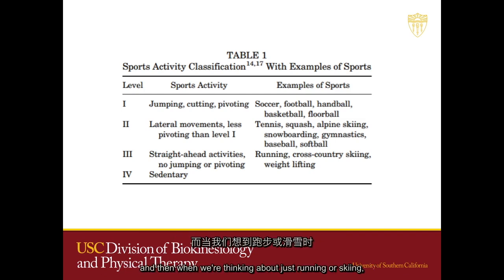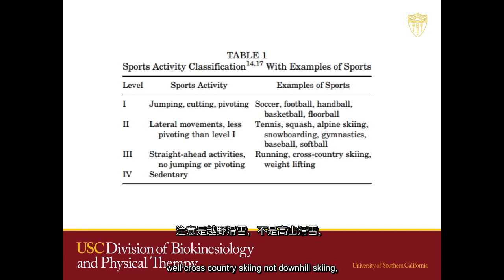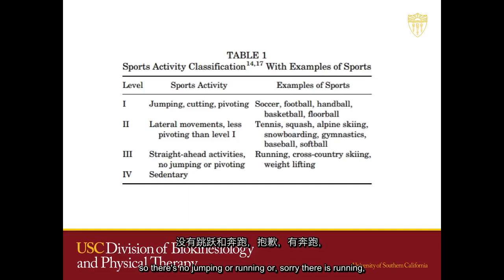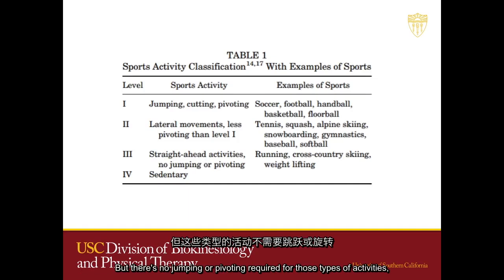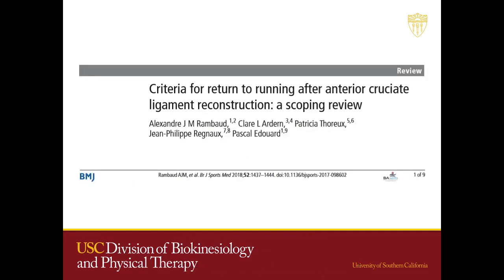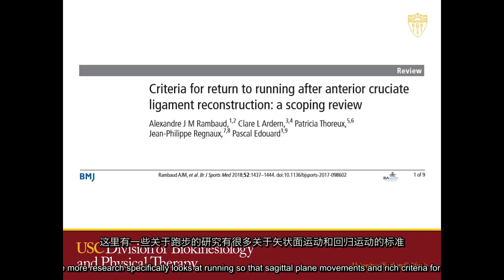And then when we're thinking about just running or skiing, well, cross-country skiing, not downhill skiing, and weightlifting, then we're really thinking more about straight ahead activities or sagittal plane activities. So there's no jumping or running required. Sorry, there is running, but there's no jumping or pivoting required for those types of activities. So we don't have to focus on those things as much, even though we're using very similar return to sport criteria. So here's some more research.